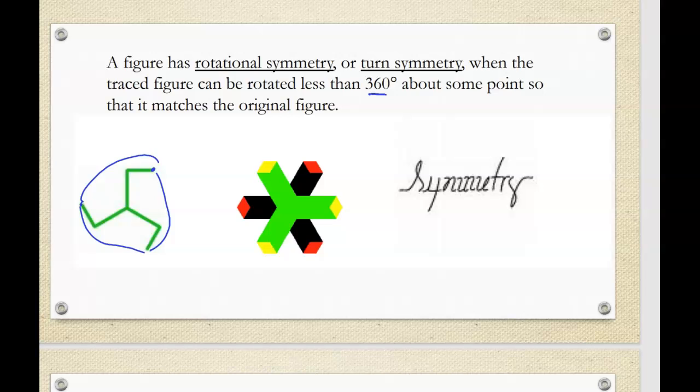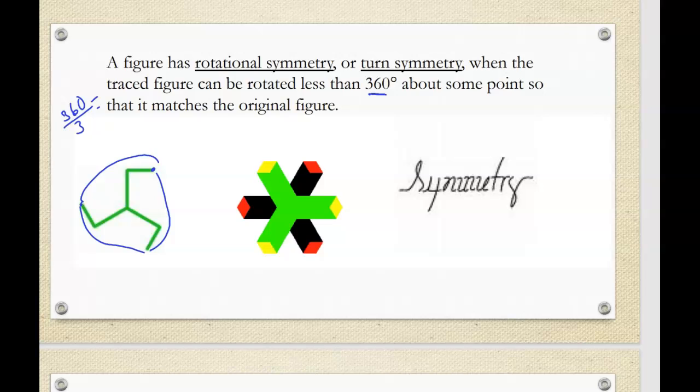So in order to determine the angle or the degrees at which you would have to rotate these, what you would do is figure out how many times you turn it. You turn it once, you got the original figure. You turned it twice, you got the original figure. You turned it a 3rd time and you're back to your starting point. So you take 360, and I did that 3 times.